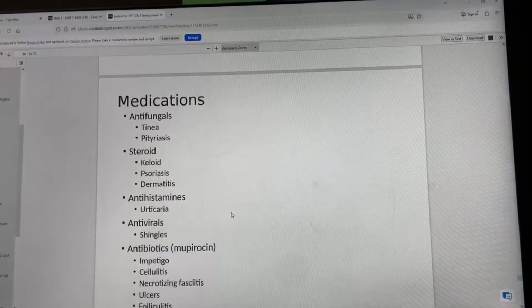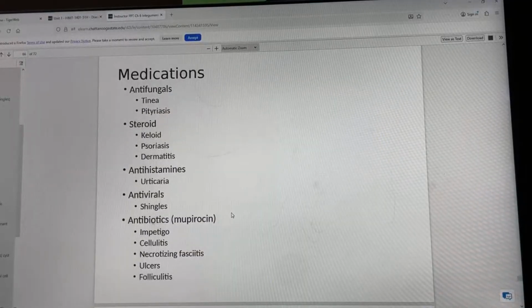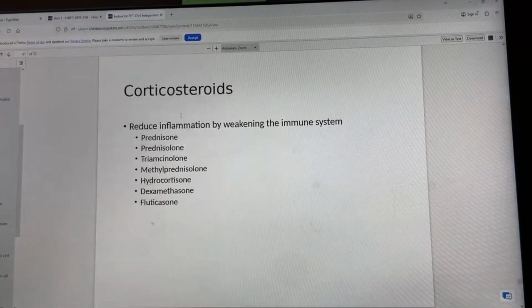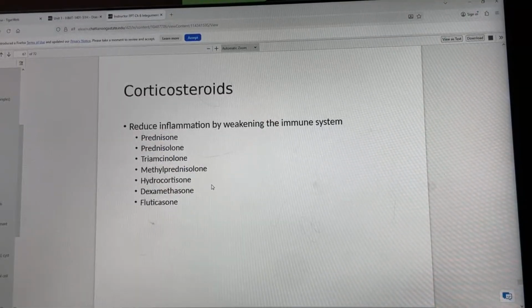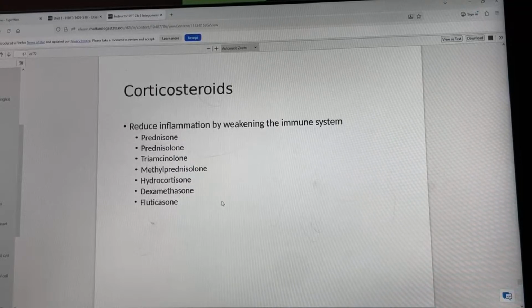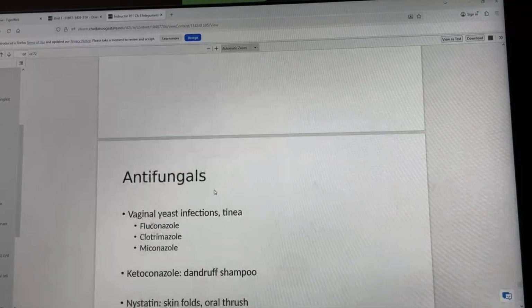We can briefly talk about these medications. A lot of these are review from last week. So we've talked about steroids already, so I'll skip those. We went over this. All of them end in zone or alone, right? And it just reduces inflammation, helps suppress the immune system. You can go back to the previous week and look at those.